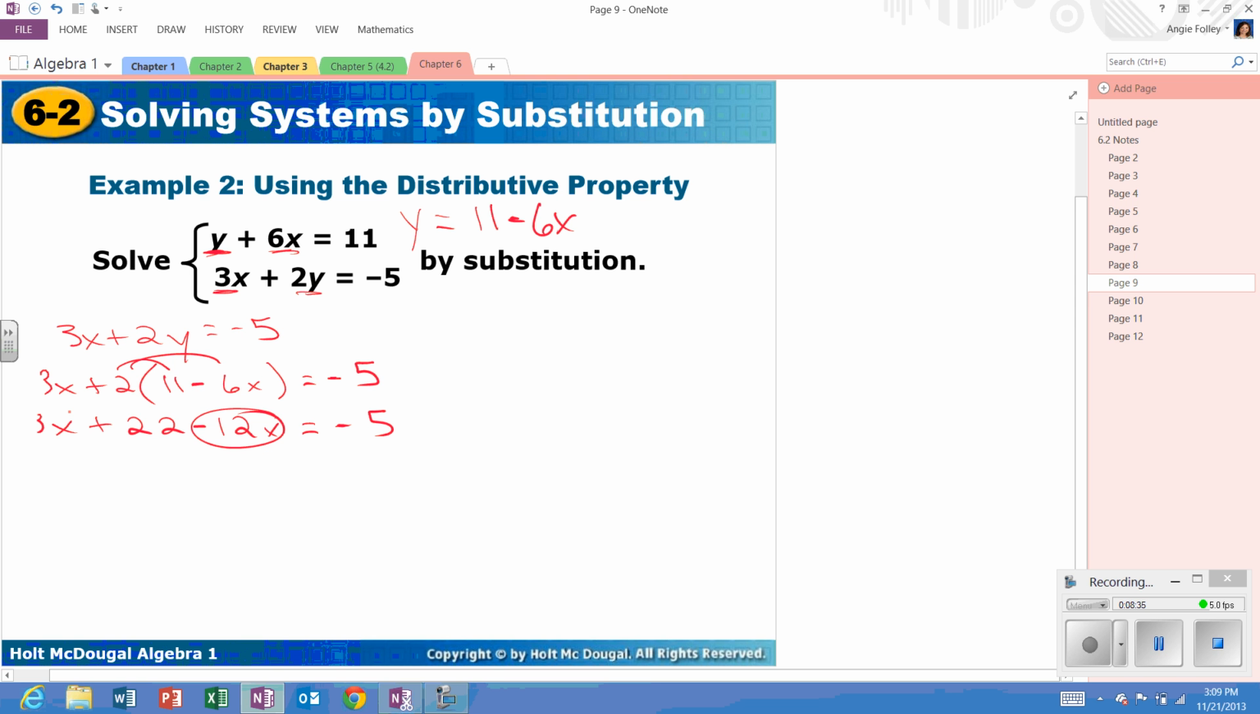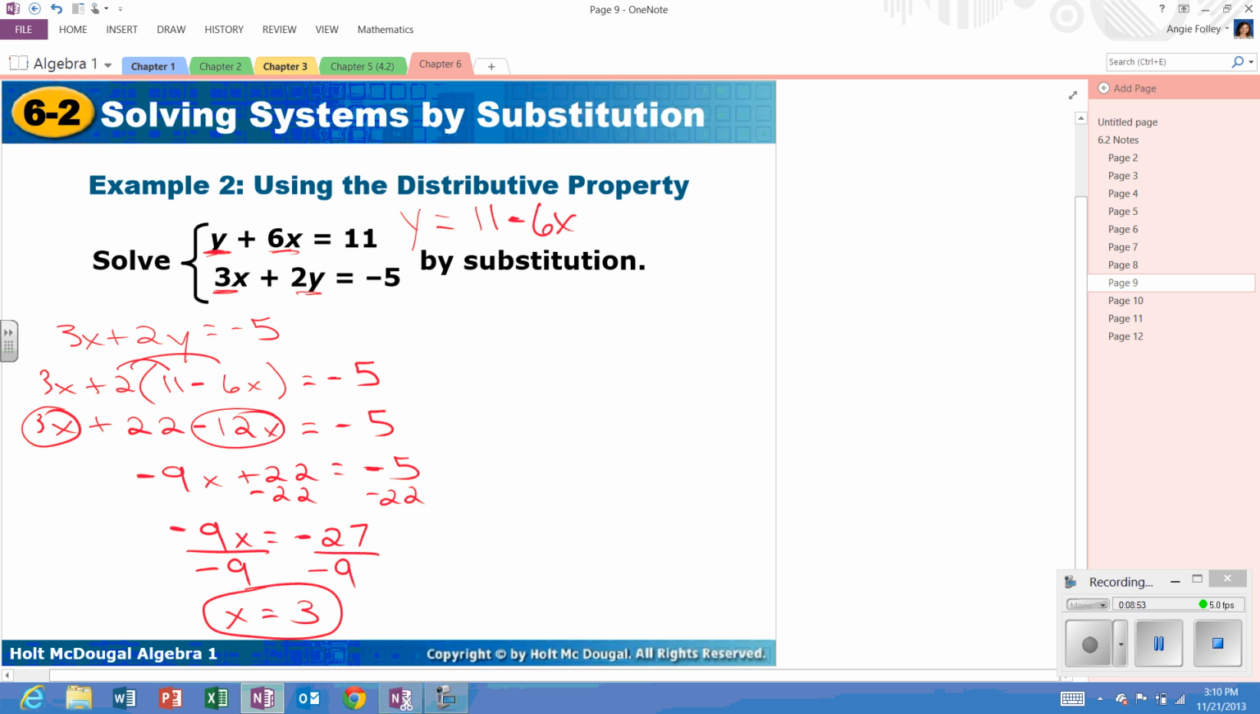I'm going to combine these terms. So I get -9x plus 22 equals -5. Move my 22 over, and I get -9x equals -27. Divide both sides by -9, and x is equal to 3. So I've got an x, now I've got to solve for my y.